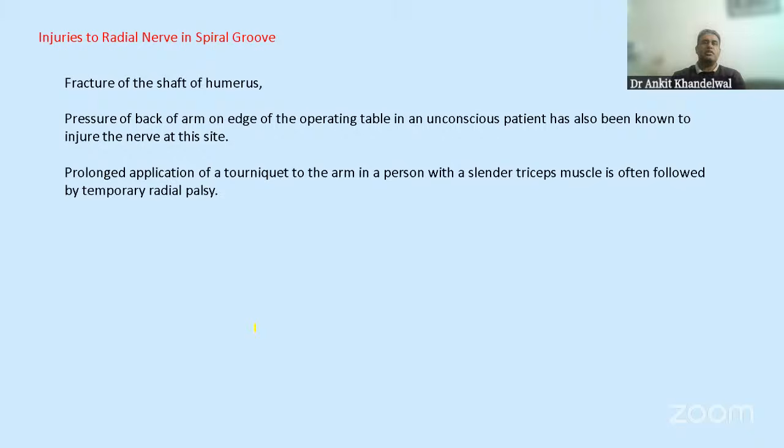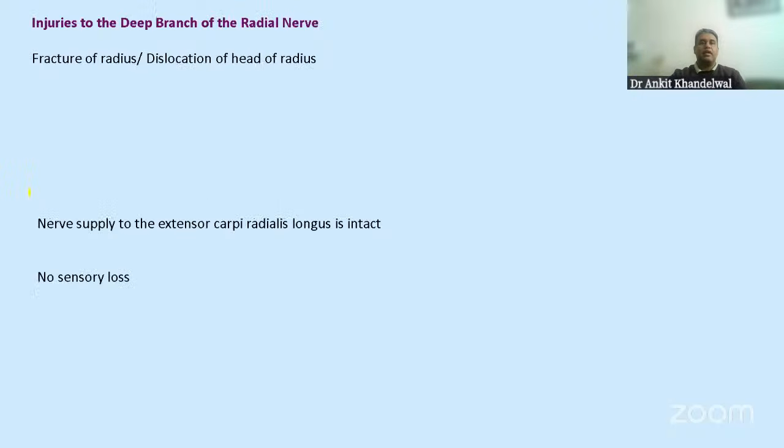Sensory changes will be there. Then there is a problem of the radial nerve in the spiral groove. Where is the spiral groove? Right in the mid shaft of the humerus. Then things will happen. Please take a screenshot of these, go through them. We can't discuss them all in detail, but yeah, these are important. And finally, we have injury to the deep branch, that is the posterior interosseous nerve.